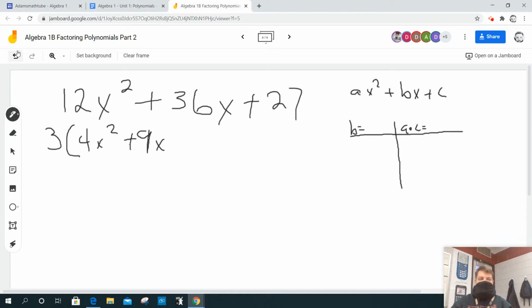Oh, wait, I got to back up. It's not 9x, it's 12x. That's why I wrote the 1 down. This is 12x, and this is positive 9. Mr. Adams is sorry. My brain works faster than my hand.